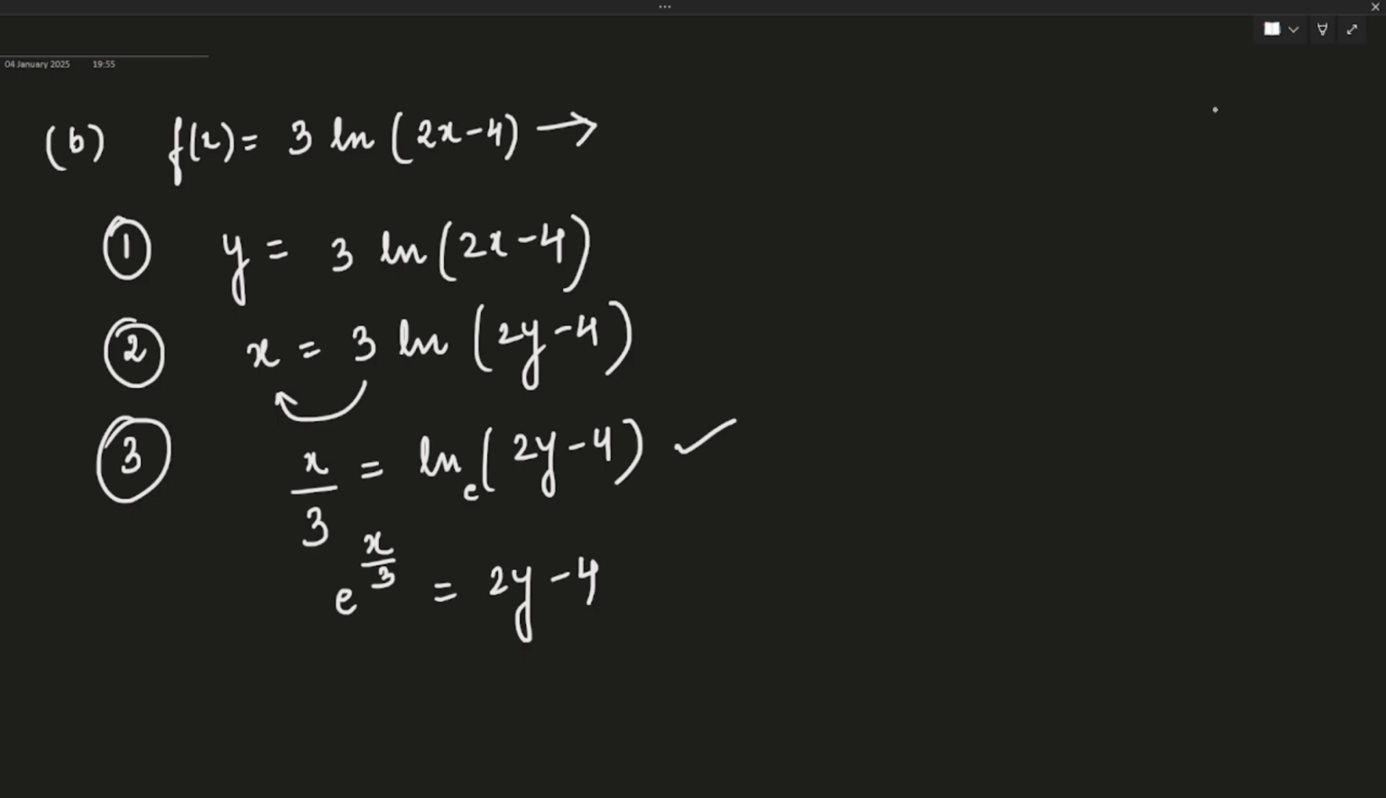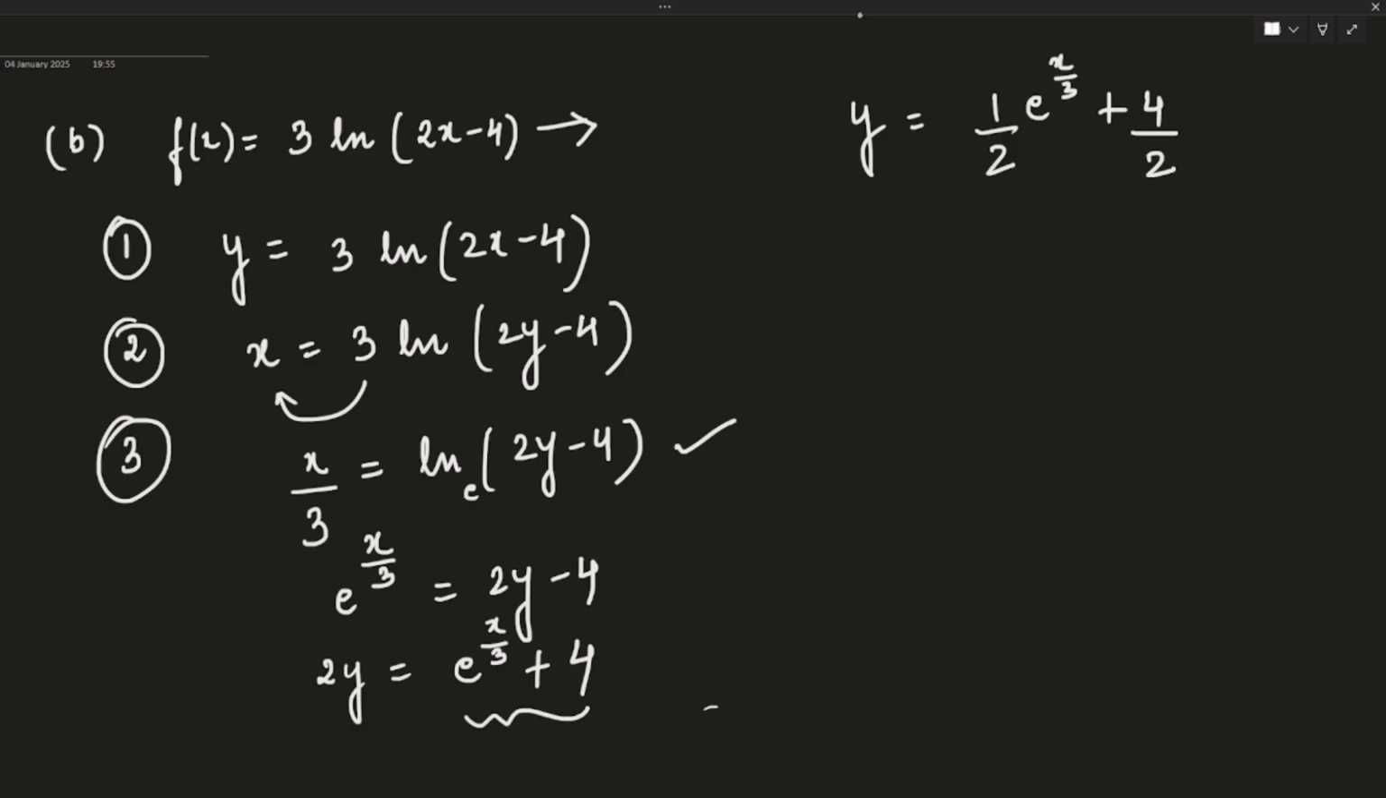So we know by the property of logs that e to the power of x upon 3 is equal to 2y minus 4. Now we'll write it in terms of y. So we'll take 2y is equal to e to the power x upon 3 plus 4. We have to find the value of y, so we have just rearranged it. So what will be the value of y? Our y will be 1 upon 2 e to the power x upon 3 plus 4 upon 2. We have just divided this whole thing by 2 to find the value of y.